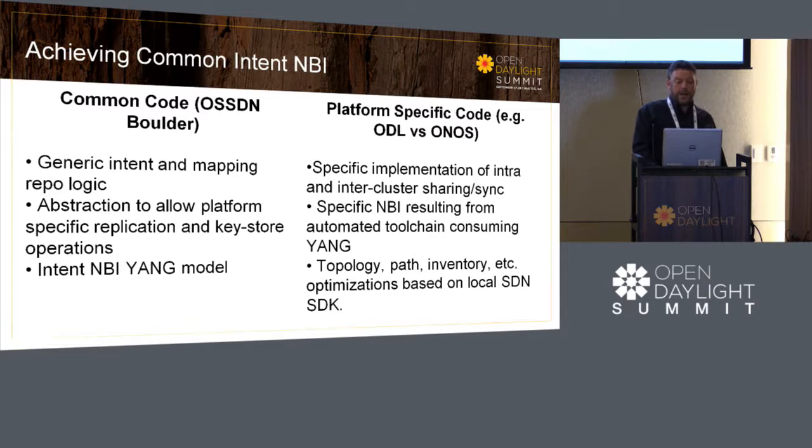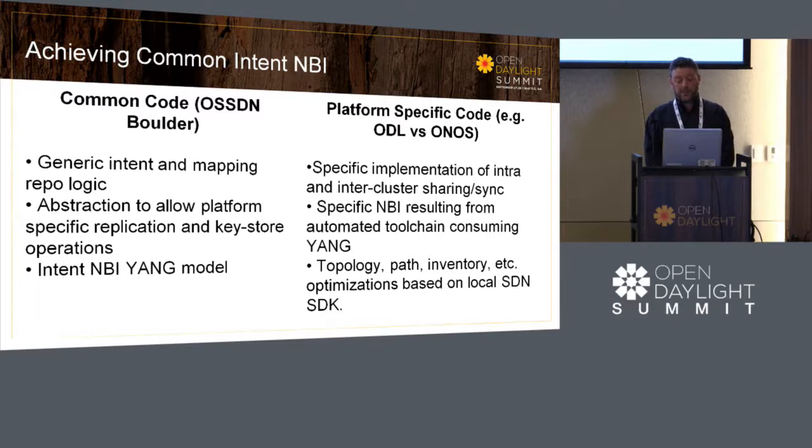So in order to do that, we're building code in a number of different areas. In the open source SDN Boulder project, which is an ONF open source project, we're going to build generic intent and mapping logic, so that we're hoping to abstract it in such a way that there's a common piece of Java code that provides most of the functionality and then has a back end that's pluggable for the platform-based clustering services and persistent services and things like that. And then the other piece that we'll have in that repository is the common intent NBI YANG model.